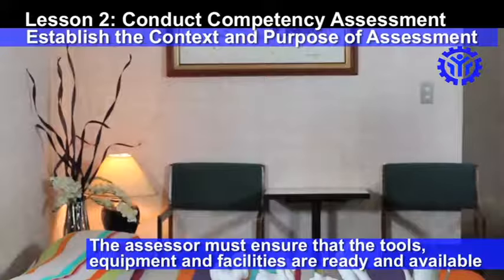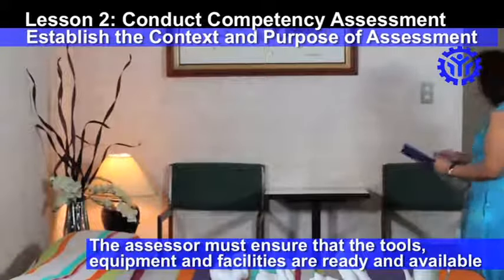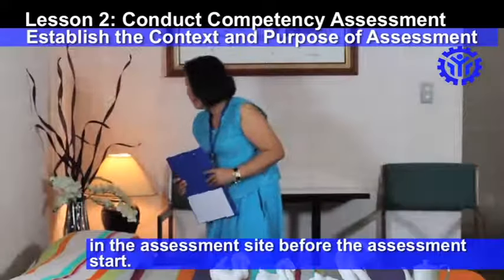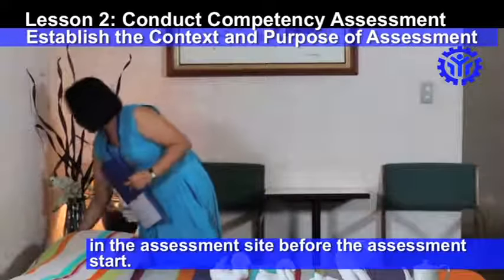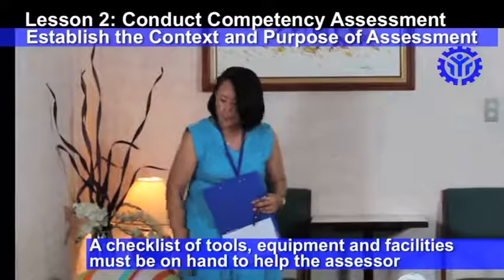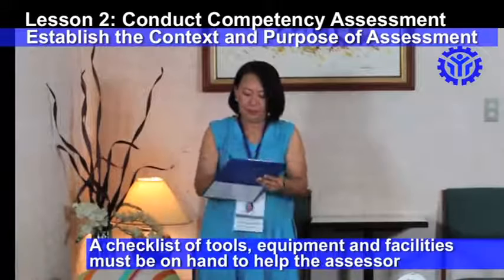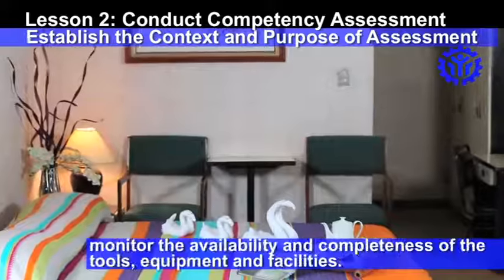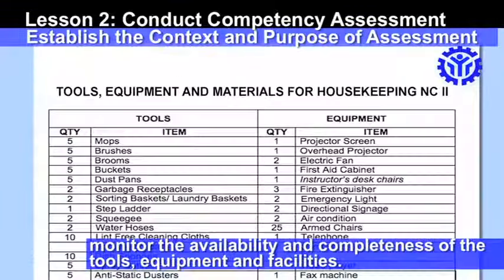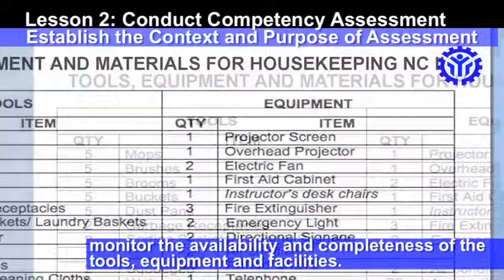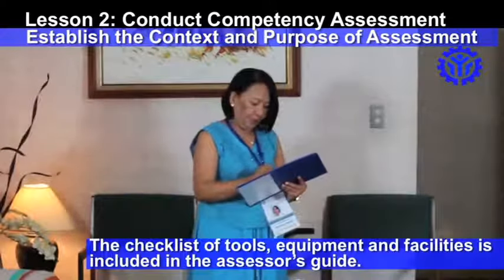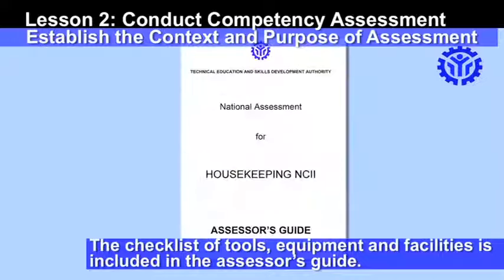The assessor must ensure that the tools, equipment, and facilities are ready and available in the assessment site before the assessment starts. A checklist of tools, equipment, and facilities must be on hand to help the assessor monitor the availability and completeness of the tools, equipment, and facilities. The checklist is included in the assessor's guide.